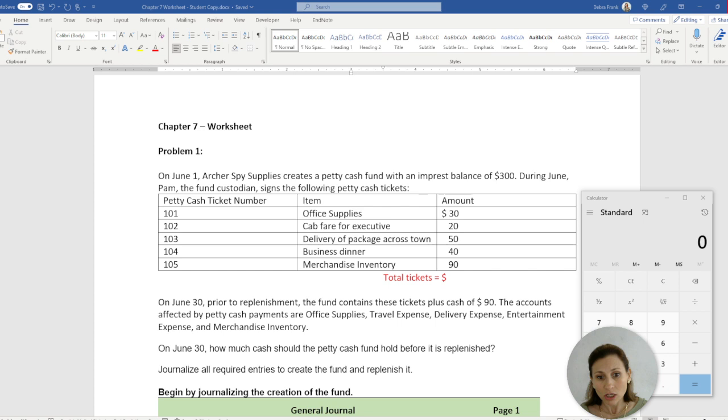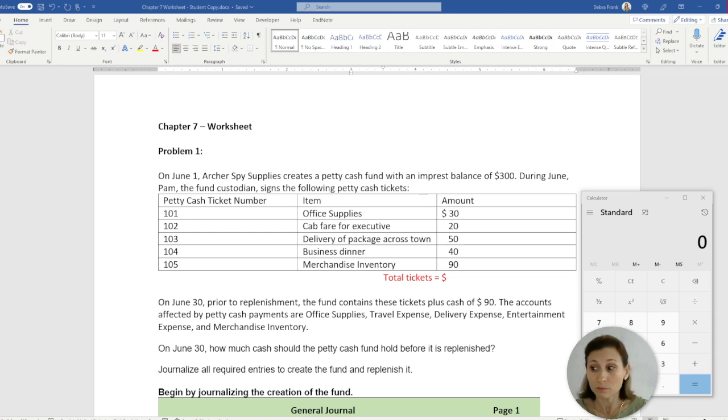Each time you take cash out of that petty cash fund, you're going to record a ticket saying what you used it for and the dollar amount. Usually the ticket will be numbered. It will be signed by the person who's taking the money out, and then also signed by the person who's getting the money to use. So it's documentation, and then it's put back into the fund, so that cash that's missing is accounted for.